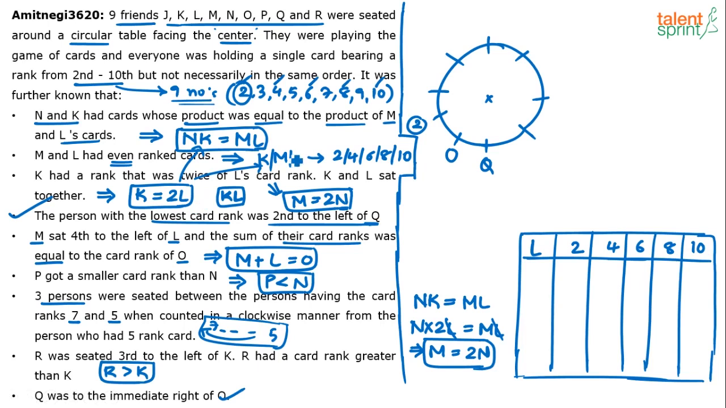Yes or no? Because L is an even number, right? L is an even number: 2, 4, 6, 8, 10. If L is 2, 4, 6, 8, 10, tell me what will be the value of K? Because K will be twice of L, right? K is equal to 2L. So 2 times L.